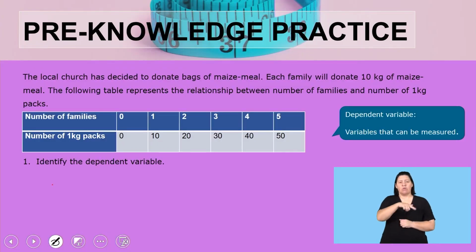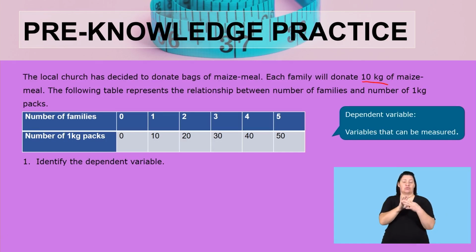The local church has decided to donate bags of maize meal. Each family will donate 10 kilograms of maize meal. The following table represents the relationship between number of families and number of 1 kilogram bags of maize meal. Okay, the first question now. Identify the dependent variable. What is the dependent variable, by the way?